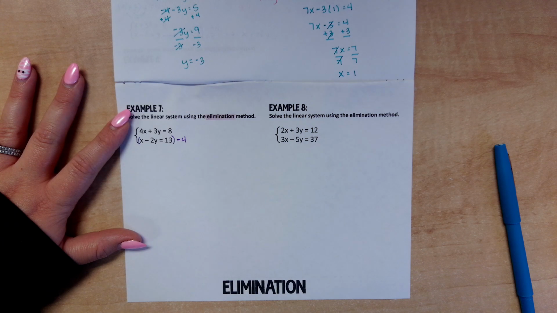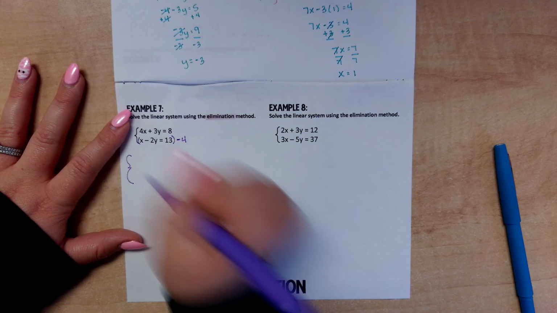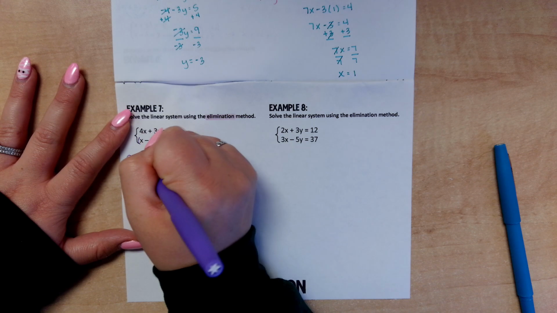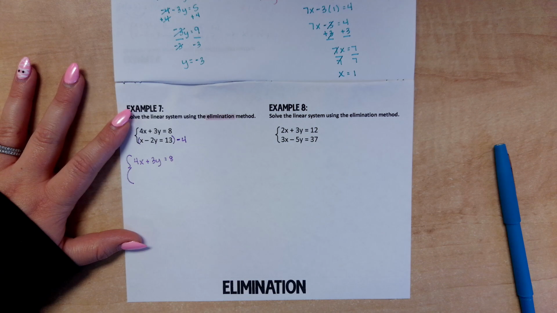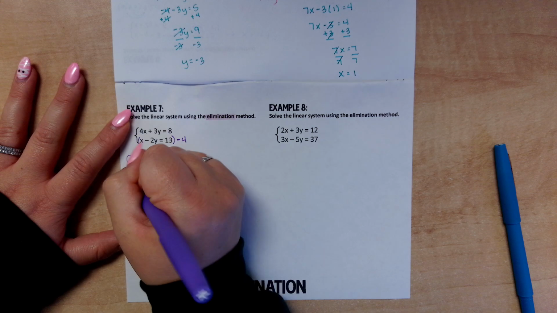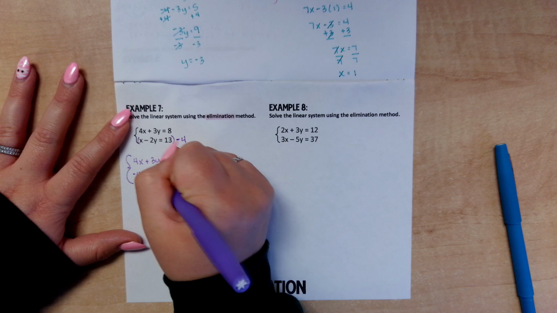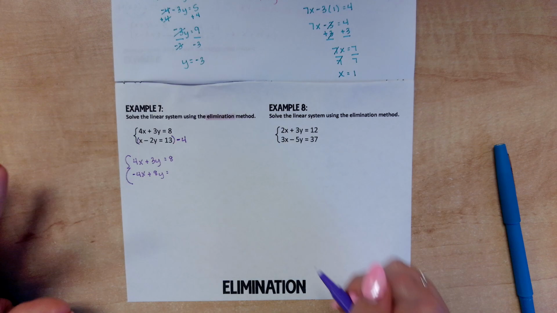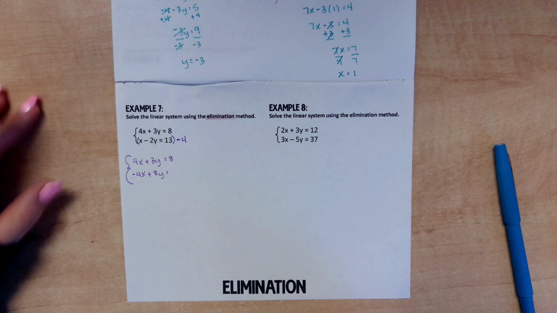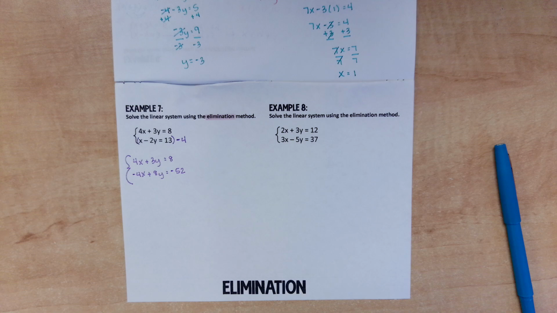So, I've gotta rewrite my system. I'm gonna draw my little squiggly lines that took me years to master. 4x plus 3y equals 8. Then I'm going to distribute that -4. -4x plus 8y equals, and then 3, oh, I'm so sorry. I can't talk. -4 times 13 is a -52. Now, don't think I'm just some super genius, even though I'd like to think so. I did multiply that off camera.